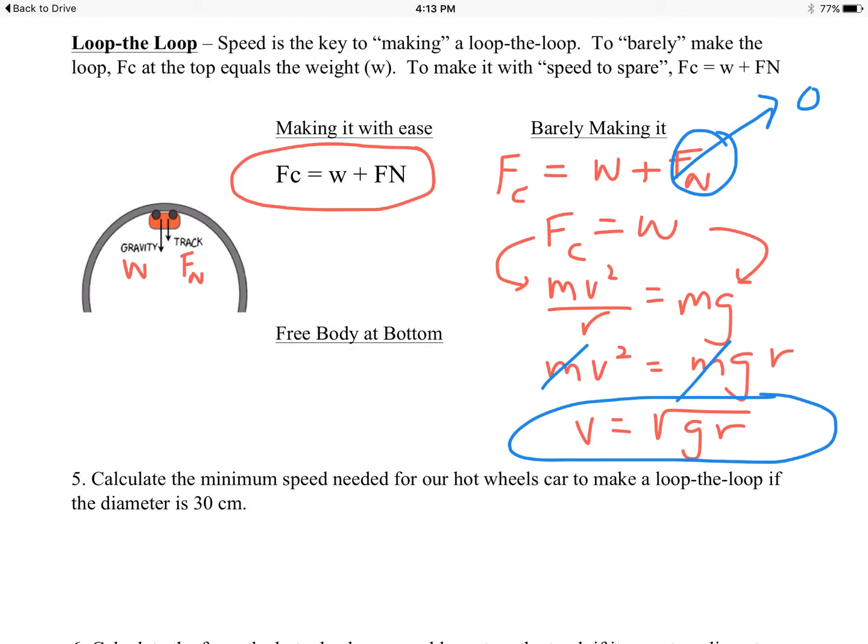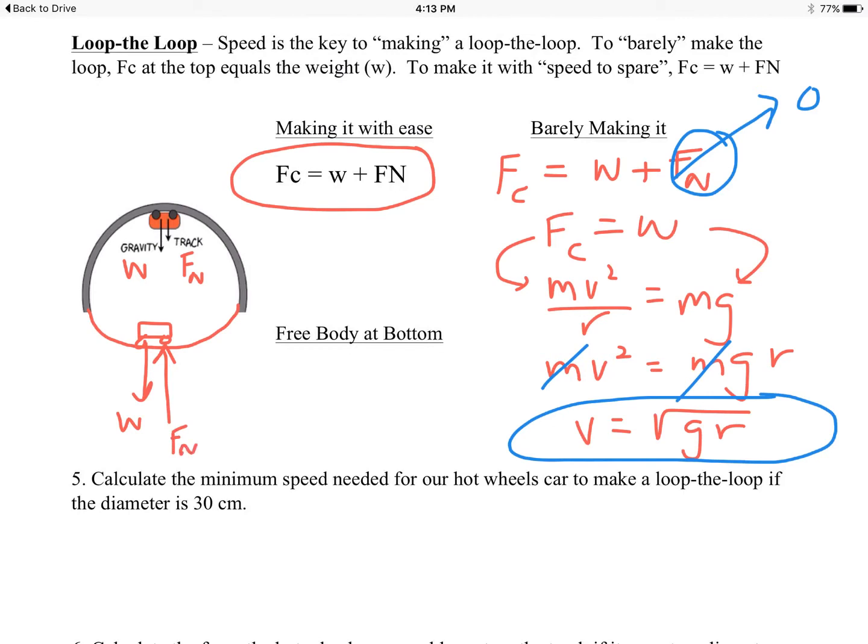Now, what about when you're at the bottom of a loop? Let me extend this circle as best I can. When the car is at the bottom of the loop, and this diagram is not the greatest, but here's the car at the bottom of the loop. Once again, when you're going around the loop, at the bottom, weight is still a factor. It's always straight down. But now, like always, the normal force is perpendicular to the surface you're on. In this case, it points up because it's perpendicular from the road or track to the car.